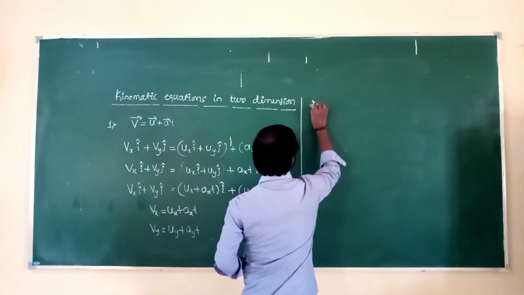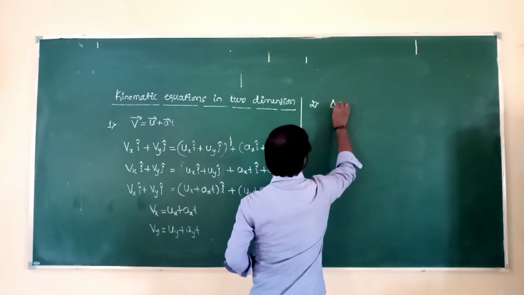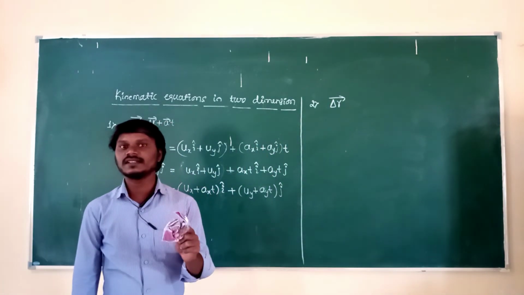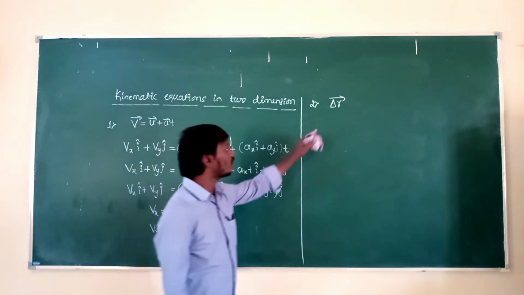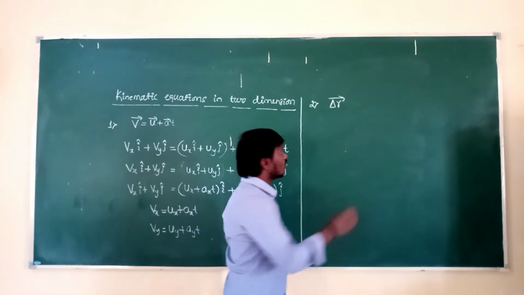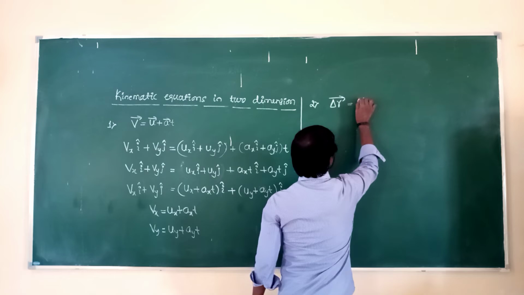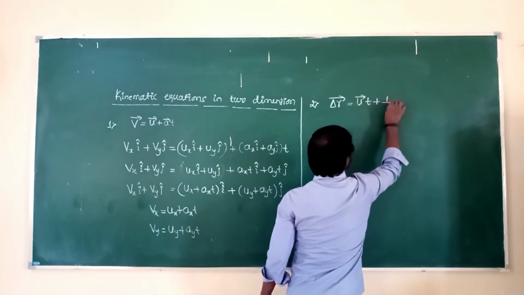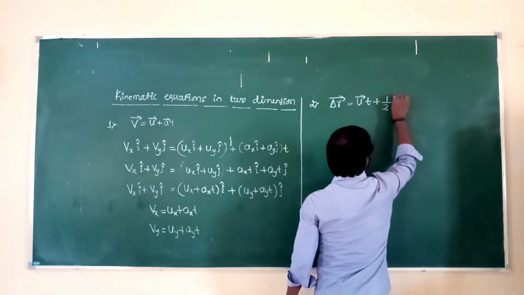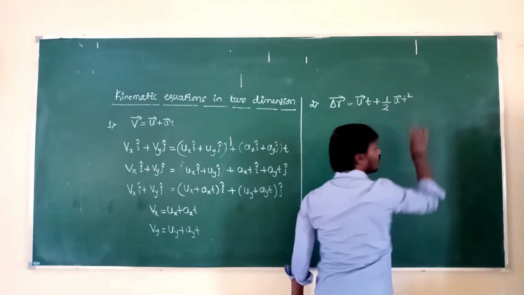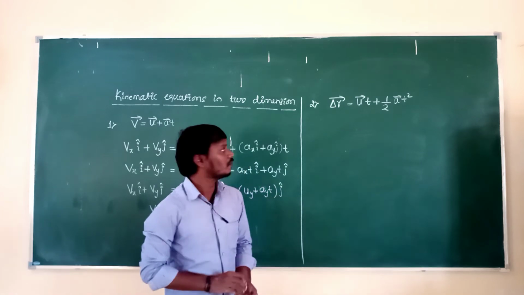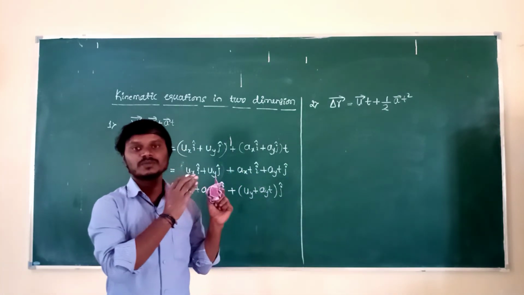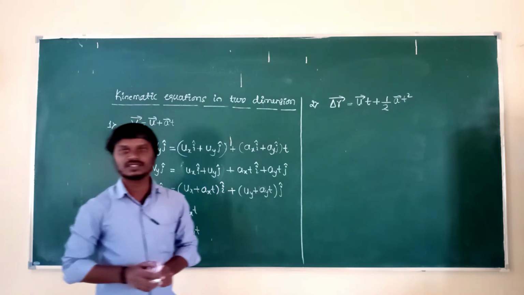Second kinematic equation, that is displacement vector delta r. In case of a plane, the displacement vector is represented by delta r, that is equal to initial velocity vector into time plus 1 by 2 acceleration vector into time square. Okay, then what is a displacement vector? It is the final position vector minus initial position vector.